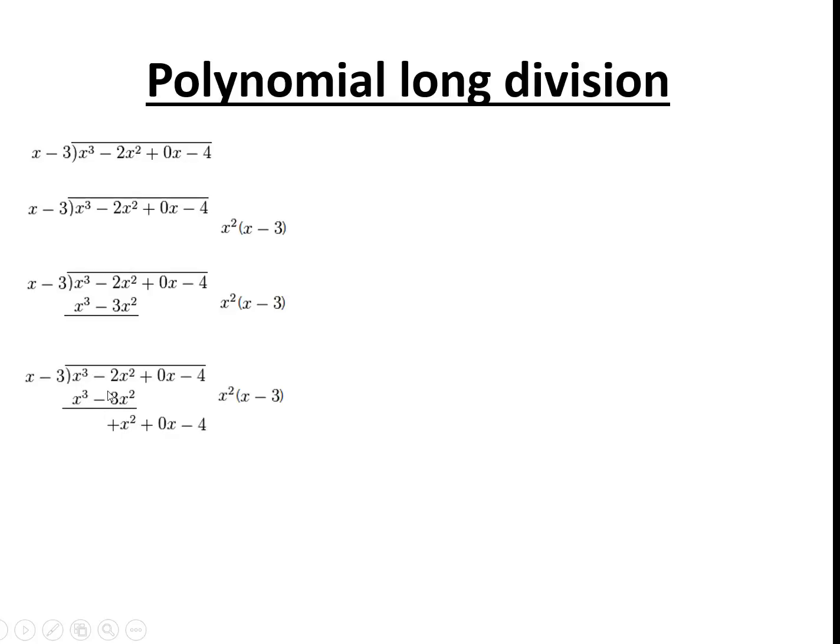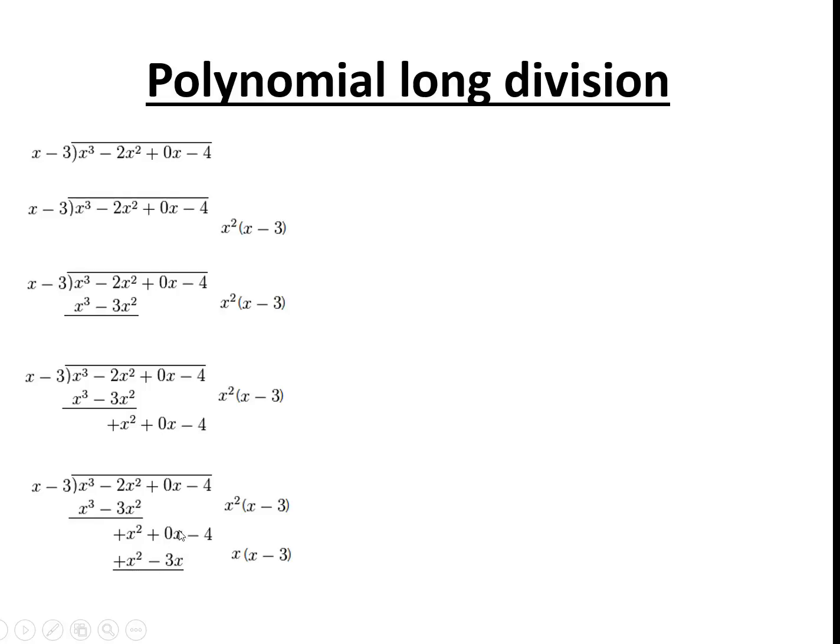And by subtracting it off of the top equation, you're then left with minus 2x squared plus 3x squared, and that gets this thing. And then you bring everything else down and you repeat, but this time you're wanting to get rid of x squared instead of x cubed. So you times the whole thing, the x minus 3, by x, like so.